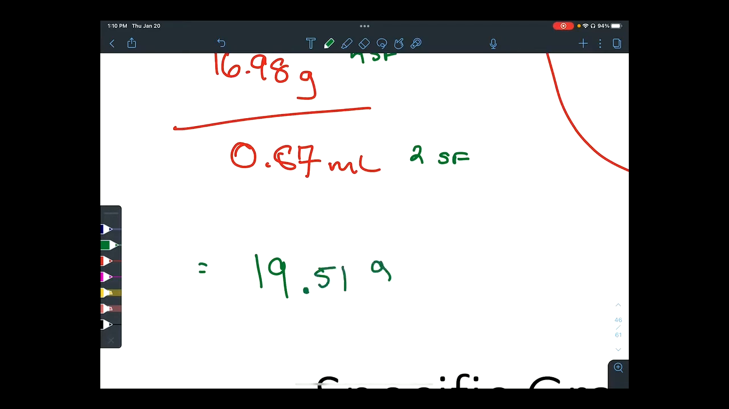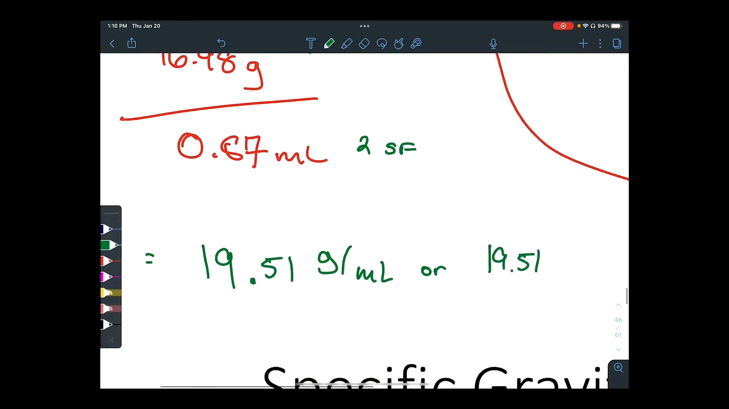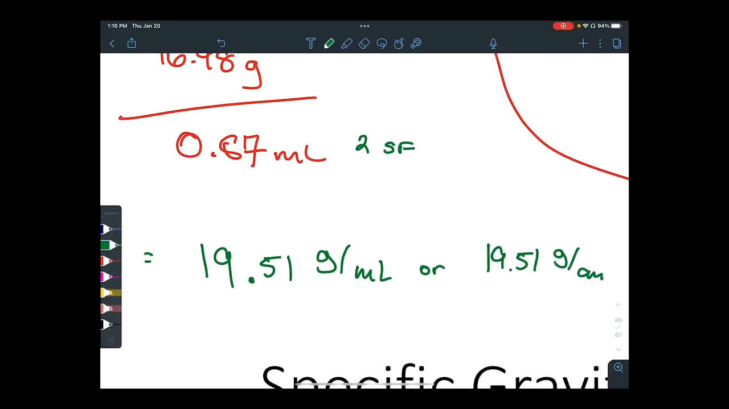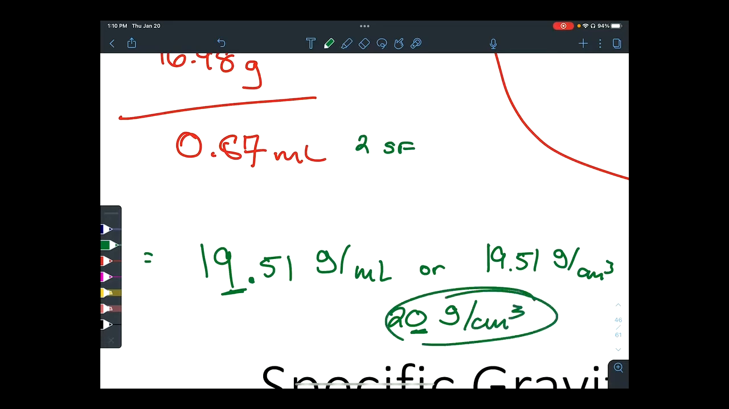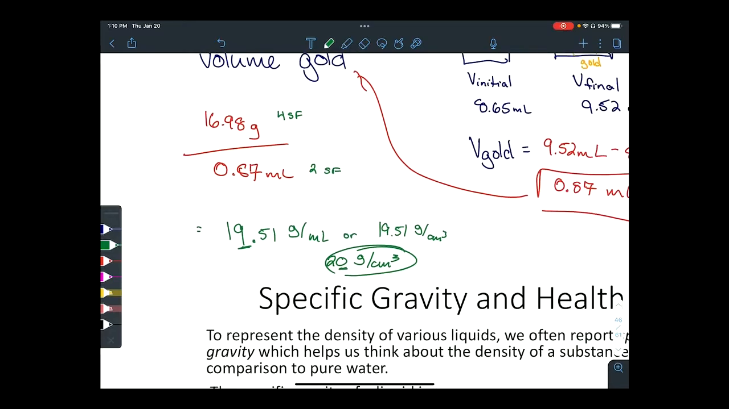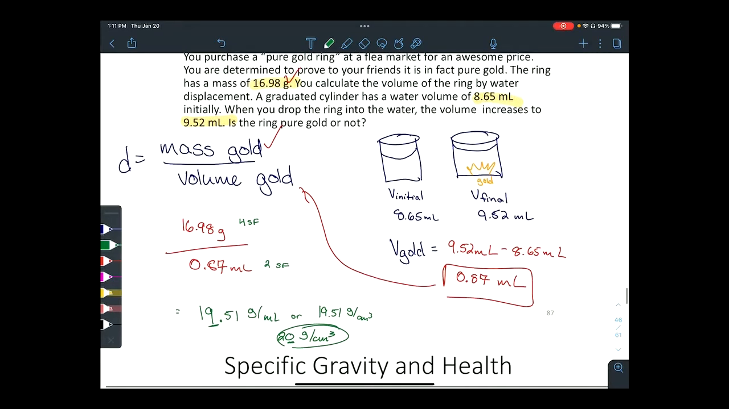19.51 grams per milliliter, or we can say 19.51 grams per centimeter cubed. Same thing. If we round to 2 sig figs, it's going to be 20. 20 with 2 sig figs. So there is our volume of our mysterious ring. So let's ask ourselves, is it real gold? How would we know?